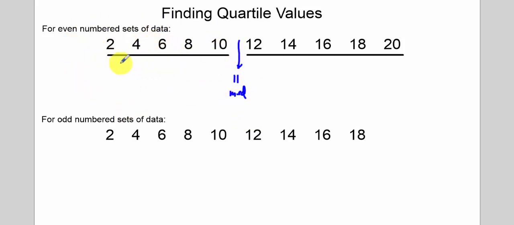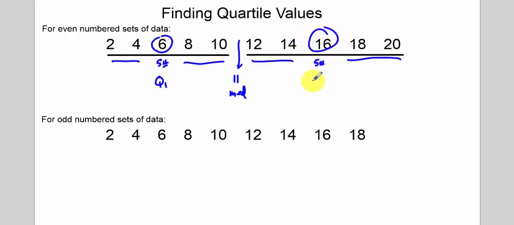So you'll notice here there's a total of 5 numbers, and over here we also have 5 numbers. And the median of the low group is just the middle number, where we have 2 numbers on each side. So 6 is our first quartile. And in the high group, 2 numbers on this side, 2 numbers on this side. Our third quartile is 16.